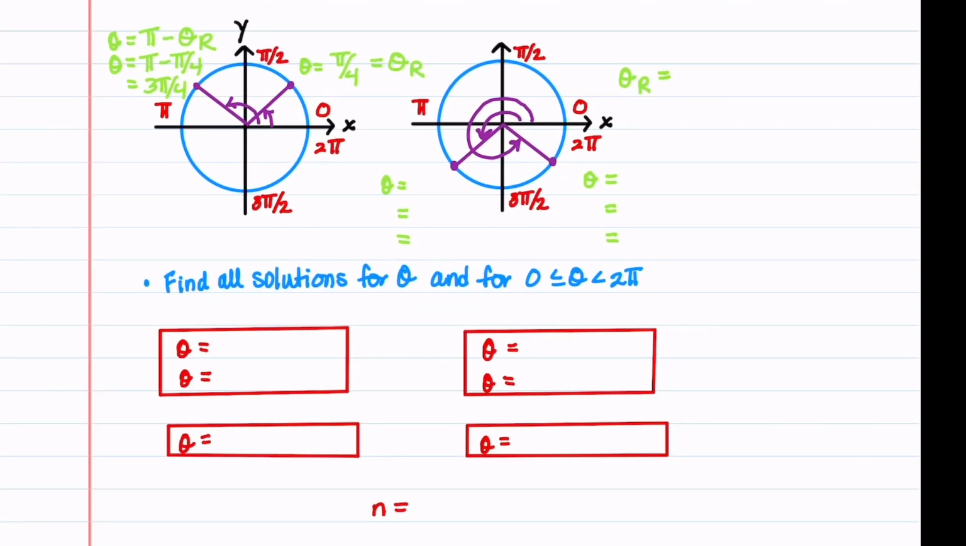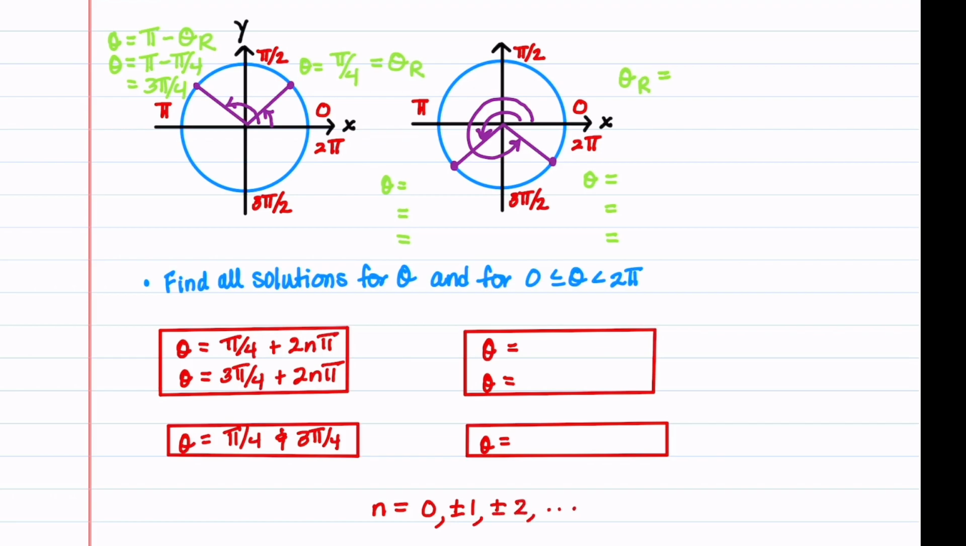Our first solution is going to be pi over 4 plus 2n pi. And then our second solution we found was 3 pi over 4 plus 2n pi. The solution from 0 up to 2 pi is going to be pi over 4 and 3 pi over 4. And we remind ourselves that n is 0, plus or minus 1, plus or minus 2, etc.